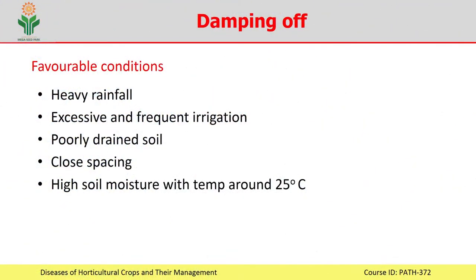So how are these high soil moisture conditions created? Whenever there are heavy rainfalls or excess irrigation, high soil moisture conditions prevail. And whenever high soil moisture conditions prevail, the oospores present in the soil germinate, giving rise to the zoospores, which will cause the primary infection.